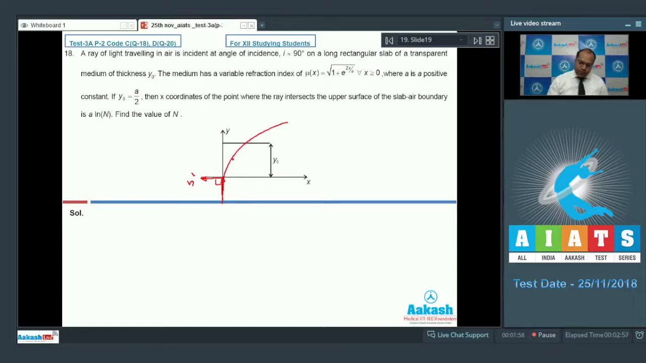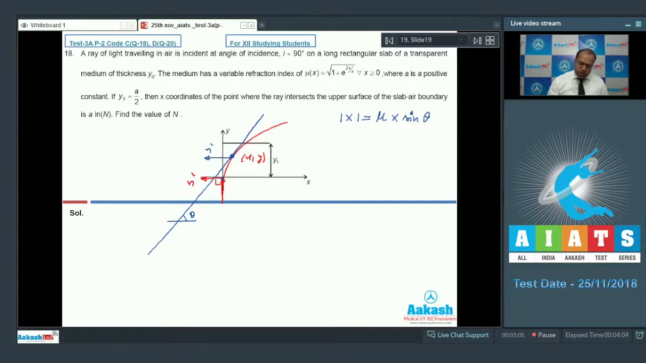Suppose at any time t, when the ray is at this position, the coordinates of this point are x comma y at that moment, and let the tangent at this point make an angle theta with the x-axis. So this angle is theta. If I apply Snell's law at this point as well as this point, then 1 into sine 90 degrees, that is 1, is equal to mu at that point into sine theta.